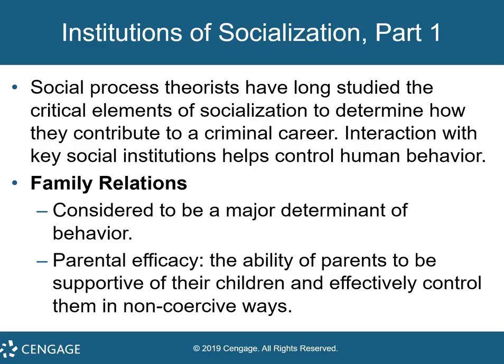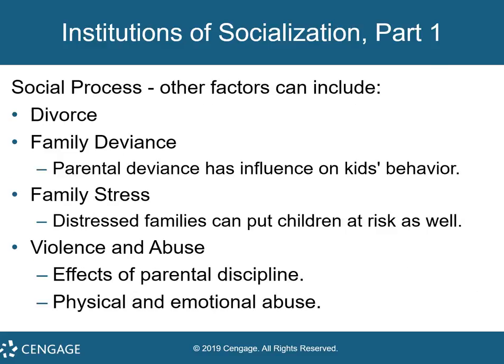Family relationships are considered a major determinant of behavior. Parenting factors, such as the ability to communicate and provide proper discipline, may play a critical role in determining whether people misbehave as children and even later as adults. So again, it's considered to be a major determinant. This parental efficacy, as they call it, is the ability of parents to be supportive of their children and effectively control them in typically non-coercive ways. But there are some other factors that lend to this social process.